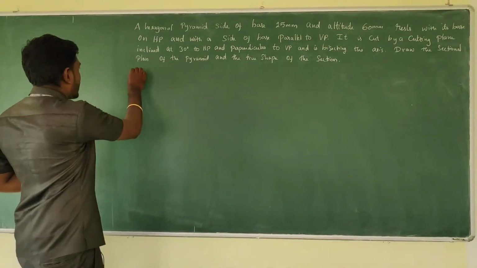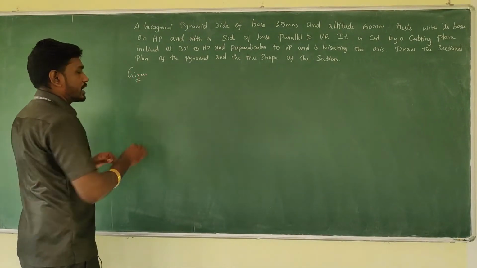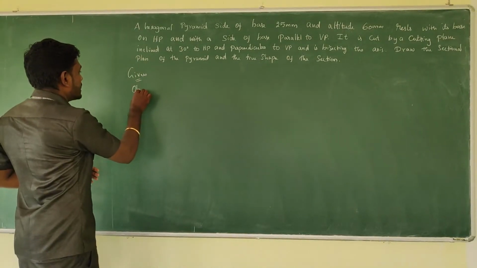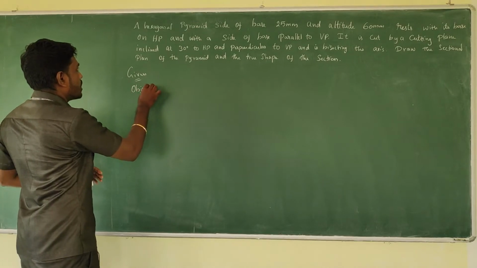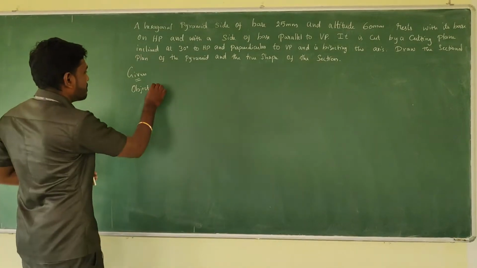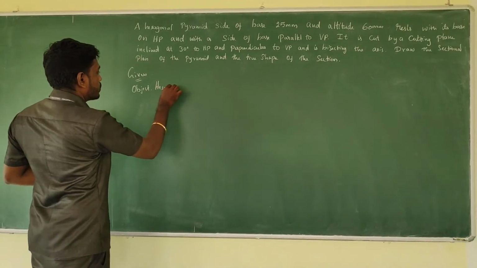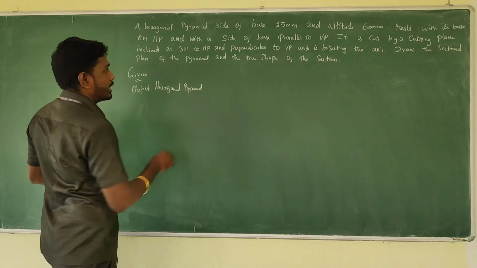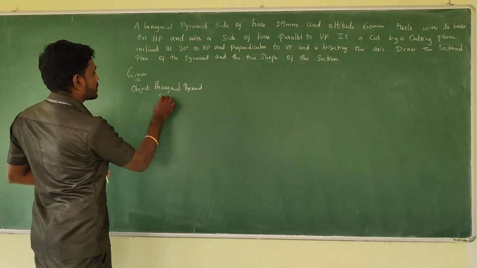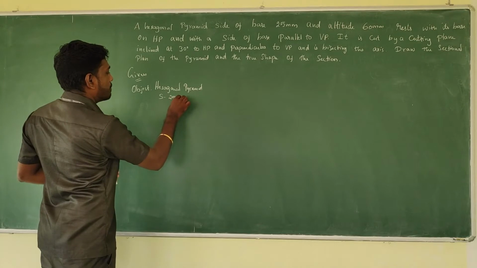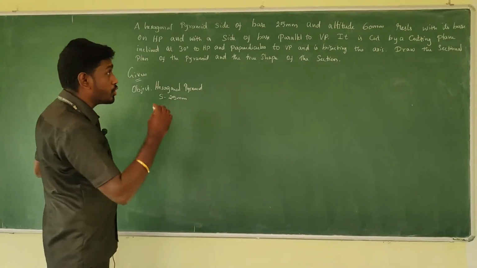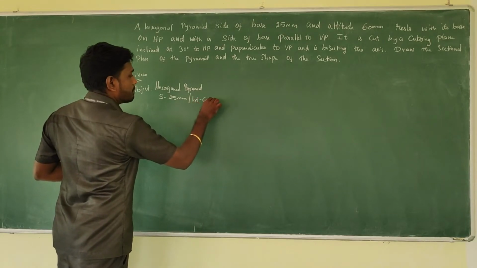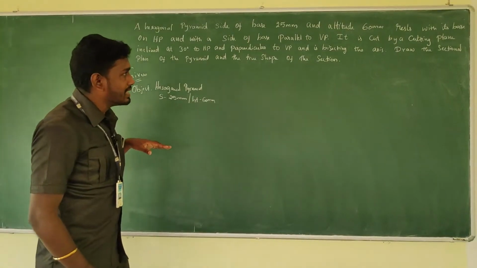First of all, take the given data. Try to take what data has been given in the question. So what about the object? The object is a hexagonal pyramid, and its base side is 25 mm. And the altitude, that means the axis height, is 60 mm.